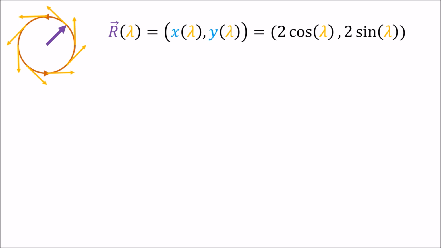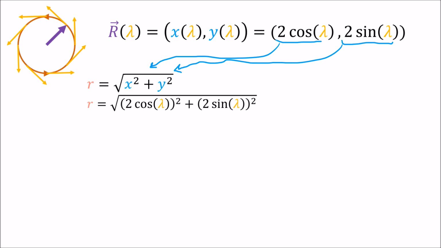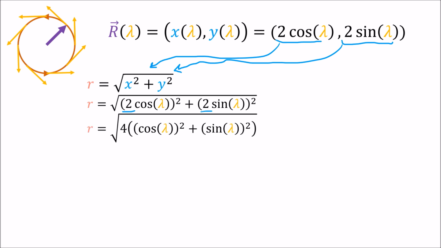So as you hopefully remember, the little r radius variable is equal to the square root of x squared plus y squared, and if we substitute these functions in for x and y, we get this. So the 2 squareds become 4s, and we can factor the 4s out, and the cosine squared plus sine squared is just equal to 1. So this is just the square root of 4, which is equal to 2. So r of lambda is always equal to 2, which makes sense since this circle has a constant radius of 2 everywhere.